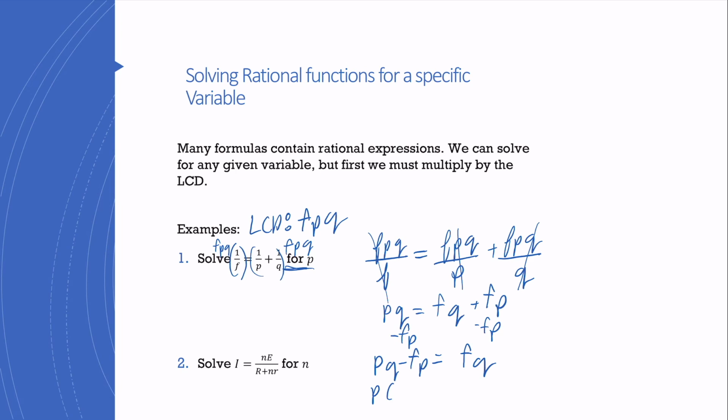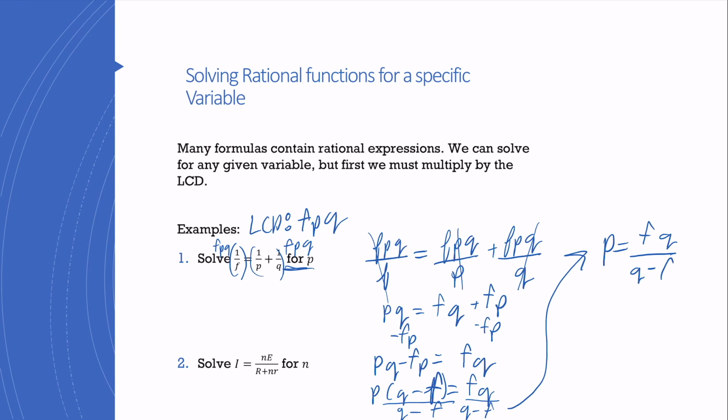I can then factor out a p. And then I could divide both sides by q minus f. So my final answer would be p equals fq over q minus f. Final answer. We're going to do something very similar for problem 2. So make sure you've copied this down. You might want to pause to make sure you've got all the steps.